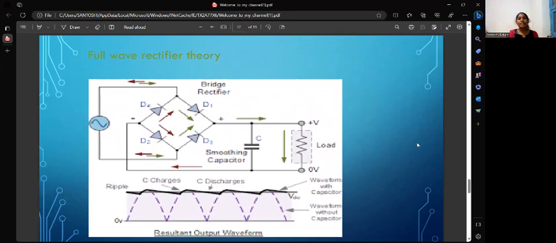Now you can see the clarity of this bridge rectifier, which consists of four diodes, where you can see this clearly.